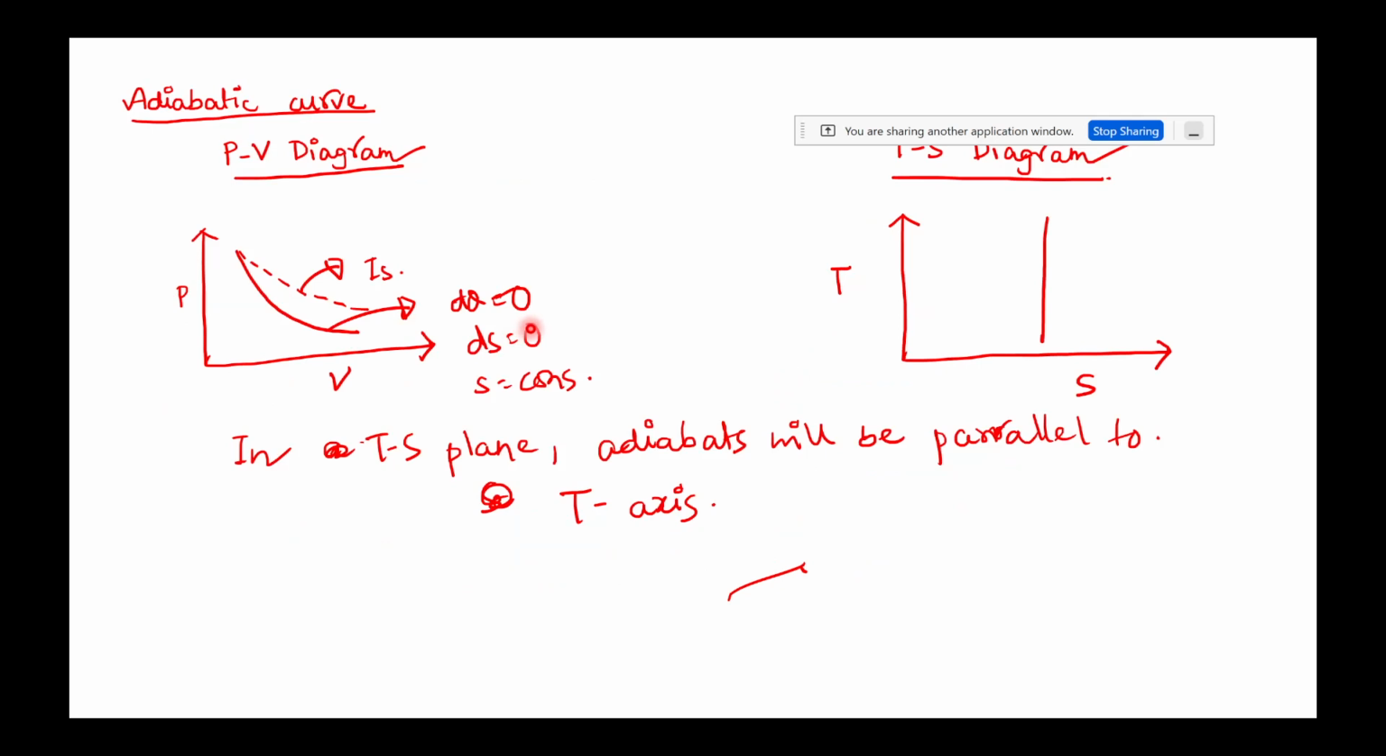For the adiabatic curve, I have plotted it. It will be different from the PV diagram. In the PV diagram it will be steeper than the isothermal, and its heat exchange is 0. dS is equal to 0, that means entropy is constant. For the TS diagram, since entropy is constant, similar to the isotherm, it will be parallel to the T axis. Means different temperatures correspond to the same entropy.